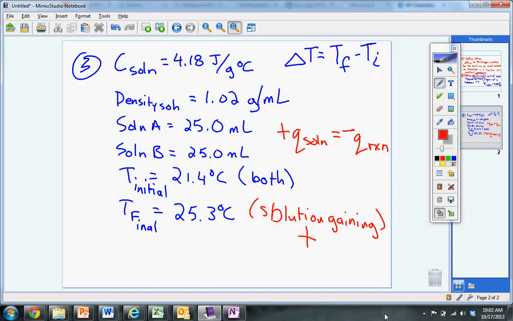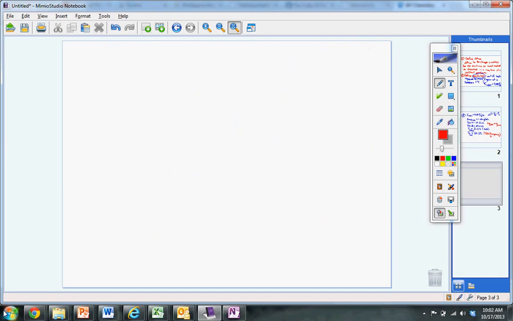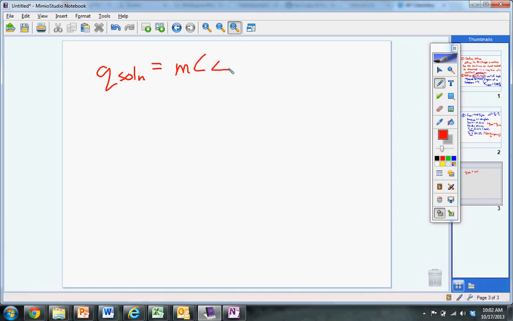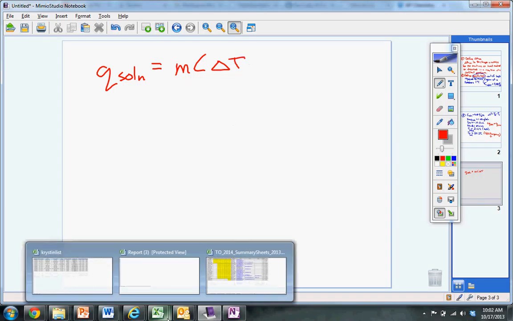All right. Now, when we have to solve this, I'm going to take this and move it to the next slide. You have all this information. I'm going to put it up here. So I have my Q of solution. Now I'm going to need your help. Equals, and what would we say that it equals? MC delta T. Let me break that down.